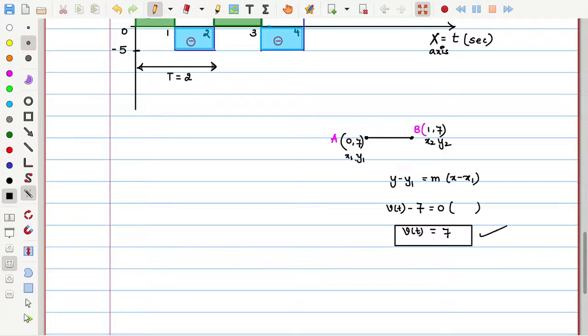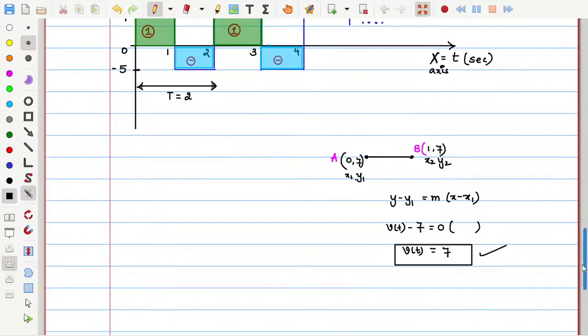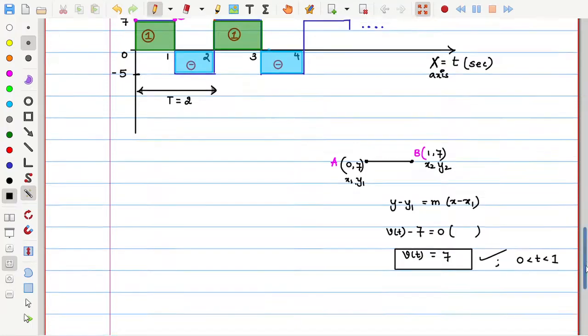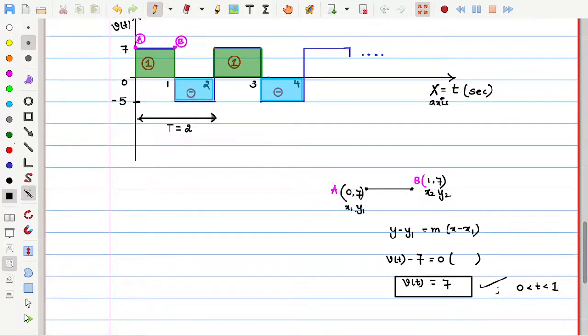But observe carefully how long this is valid. For what time interval is this valid? This is valid for 0 to 1 second. Now at 1 second what has happened? Suddenly the voltage has dropped down to another point. Let me say the corresponding point is C, and one more point is D.